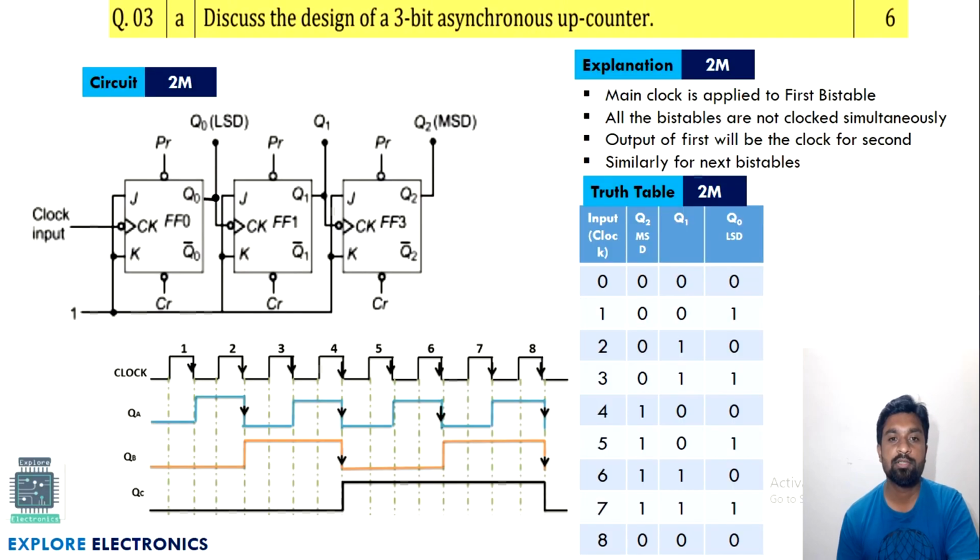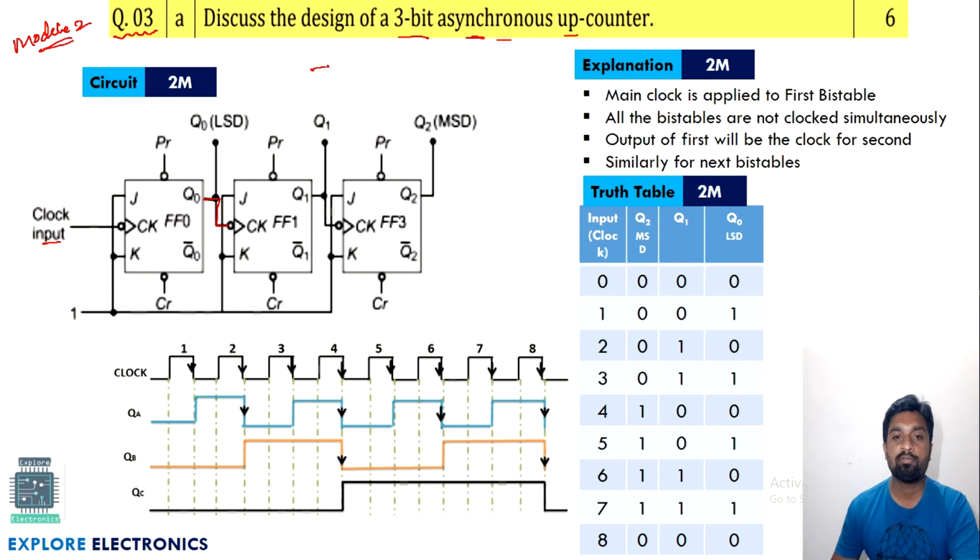And the next question is: discuss the design of a 3-bit asynchronous up counter. You can see this is question number 3, so we are moving on to the second module. From here onwards, this is module 2. The question is the 3-bit asynchronous up counter. Using JK flip-flops, we are designing an up counter. Asynchronous means we are not giving the common clock to all the flip-flops. We are giving the clock to the first flip-flop or bistable, and the output of that will be the input for the next one. This will be called asynchronous.